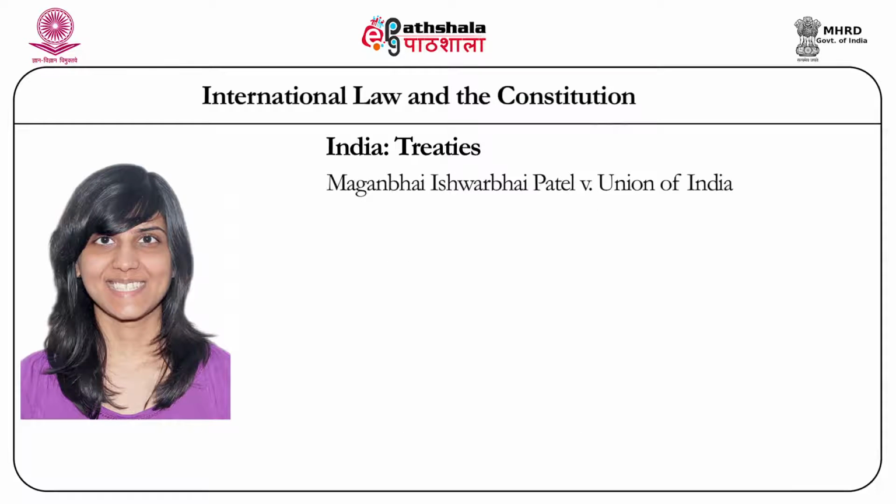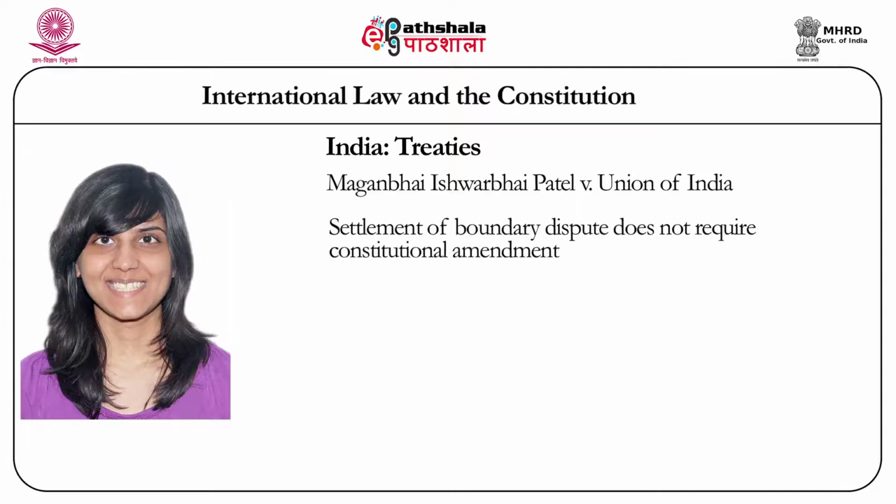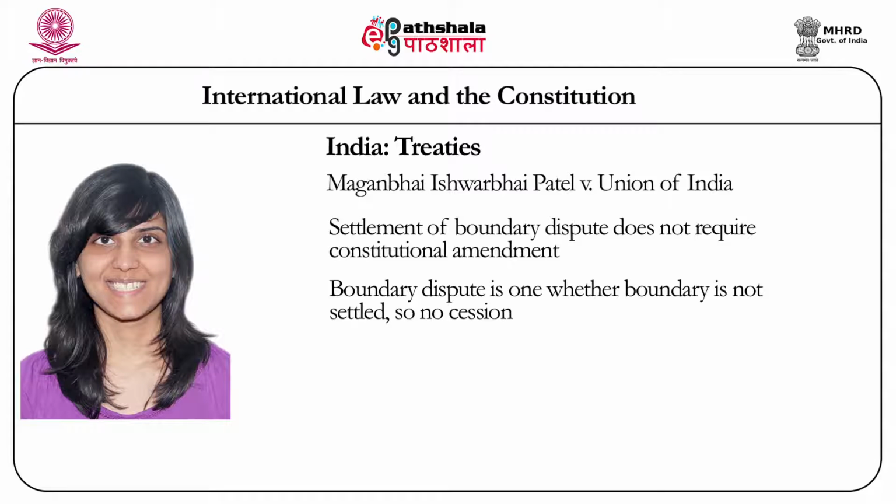In Magan Bhai Patel, the court further clarified the position. It distinguished between the cession of territory and the settlement of a boundary dispute. In the case of cession of territory, the existing border is clear but is redrawn to alienate territory to another state. In the case of a boundary dispute, the exact location of the border itself is in question. So there is no question of the alienation of territory since the territory was never agreed on in the first place. While the alienation of territory requires a constitutional amendment, the settlement of a boundary dispute does not.